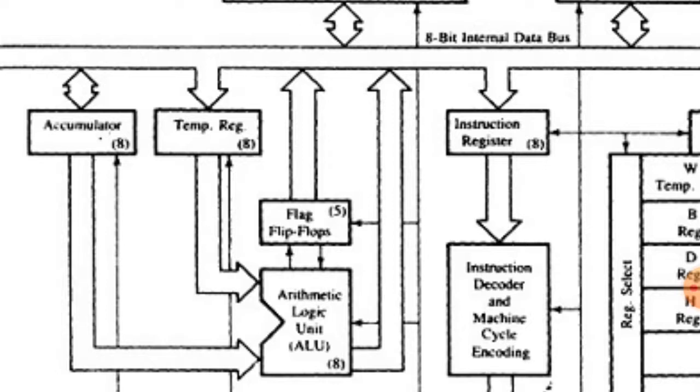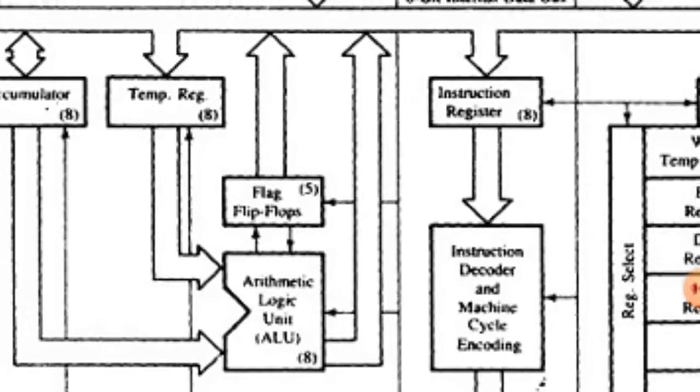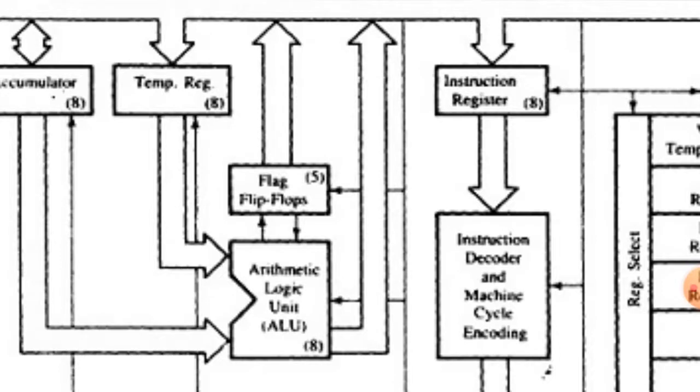Next is the ALU. The output of the accumulator goes to the ALU, as you can see in the diagram. The ALU performs arithmetic and logical operations like addition, subtraction, AND, OR, NAND, and all logical operations on 8-bit data. So this is the function of another block, the ALU.